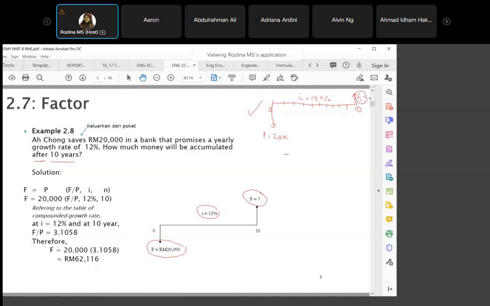So F equal to P, F over P, I, N. So P is what? 20K. Just follow the arrangement of F. F over P, so F over P. Don't reverse it. I is 12%. N is 10.